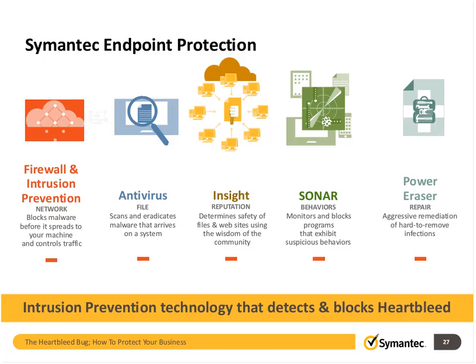Stopping malware before it reaches the endpoint is way more preferable than identifying a vulnerability that's already been exploited on anybody's system. Now, specifically for Heartbleed, the intrusion prevention technology here at this first layer specifically detects and blocks attempts to exploit Heartbleed through vulnerable client applications.